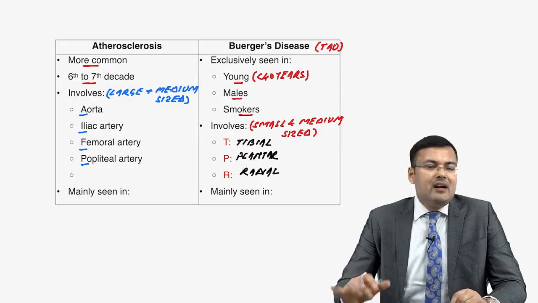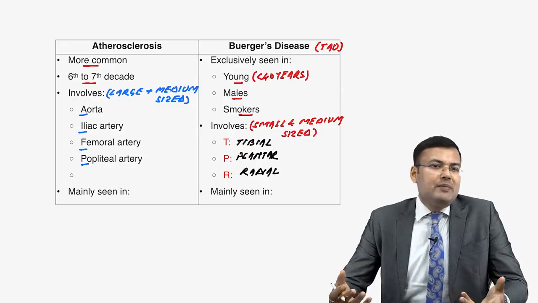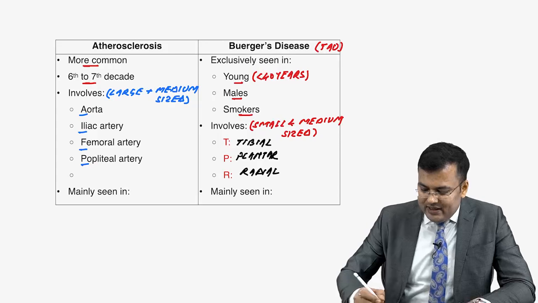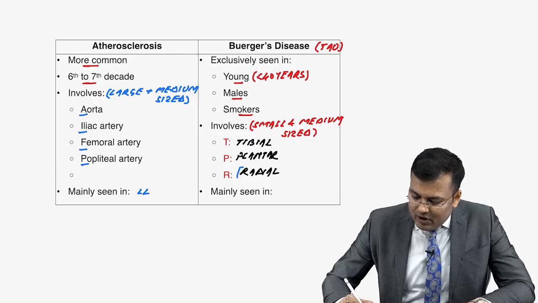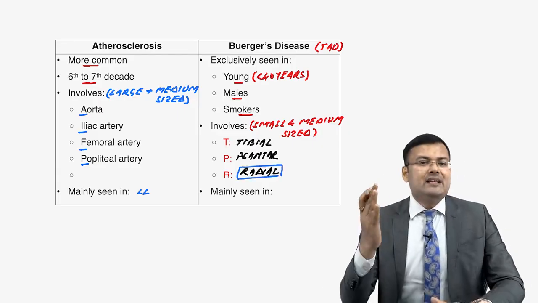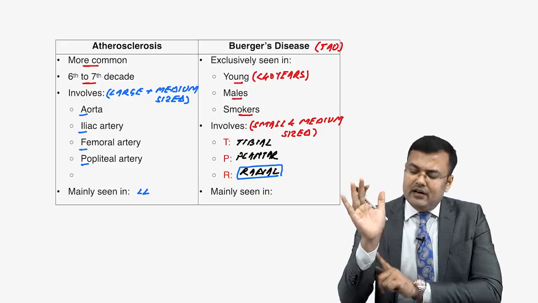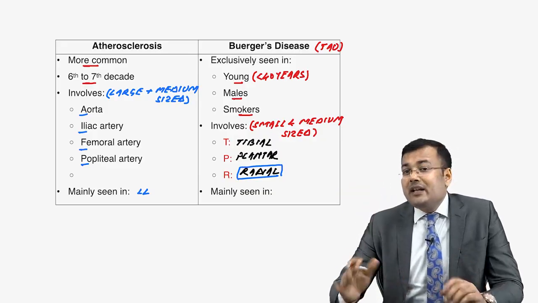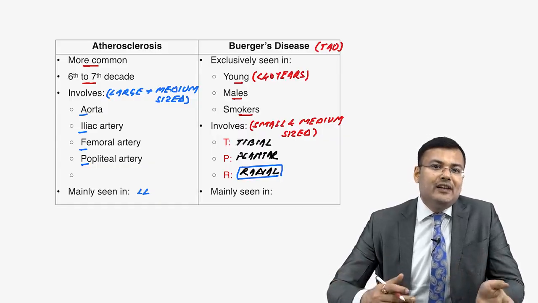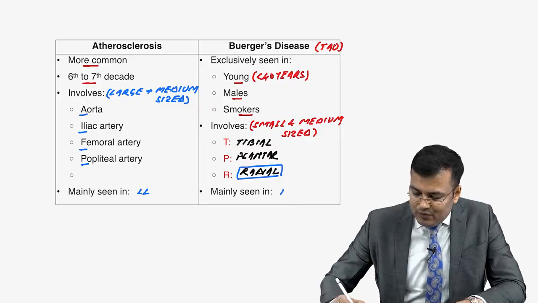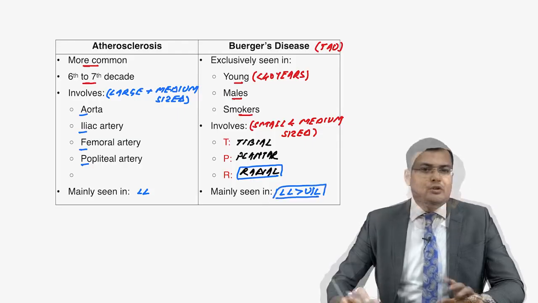Next, tell me, atherosclerosis is going to involve upper limb or lower limb? Mainly it is seen in lower limb. In Buerger's, you can notice that there is involvement of the radial artery also. And since there is involvement of the radial artery also, it is seen in both lower limb as well as upper limb. It is more common in lower limb, but it can be seen in upper limb also. So these are the differences.